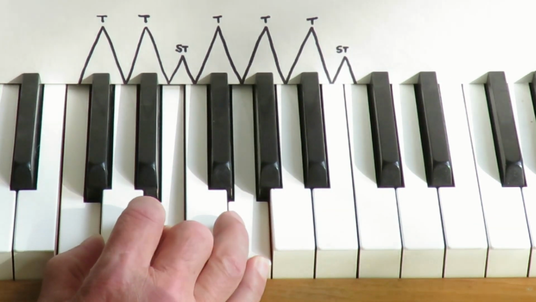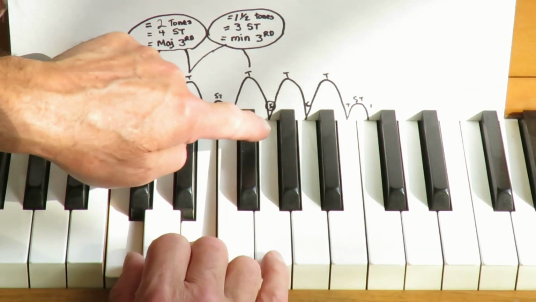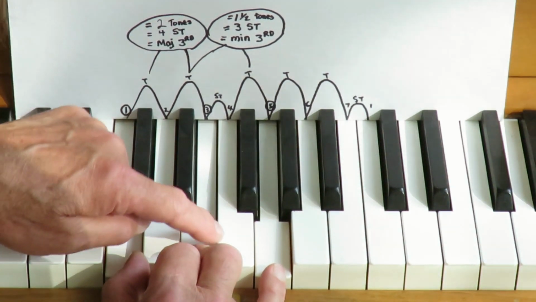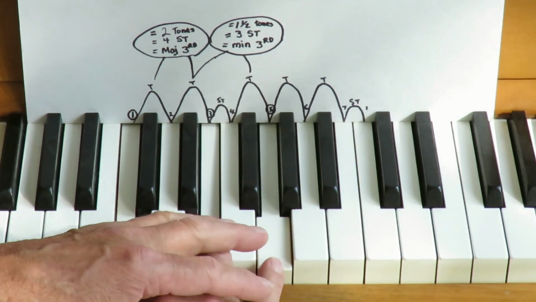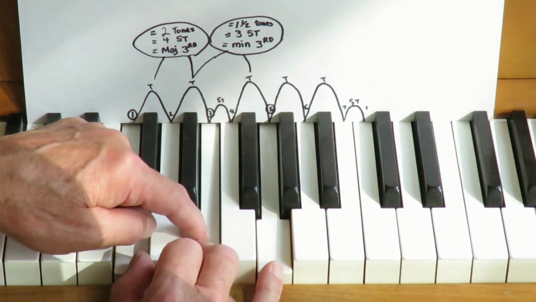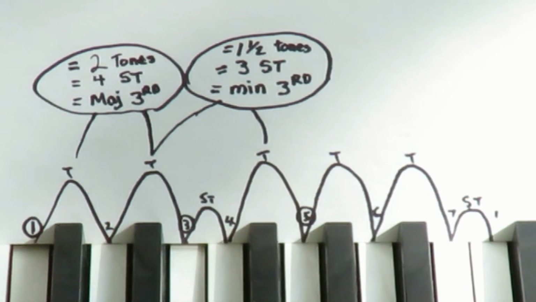called the major chord. This structure of 1, 3, 5, or this distance of 2 tones, and then here 1.5 tones, creates a major chord. 2 tones, or 4 semitones, 1, 2, 3, 4, and 3 semitones, 1, 2, 3. This distance of 2 tones, or 4 semitones, we call the major third.